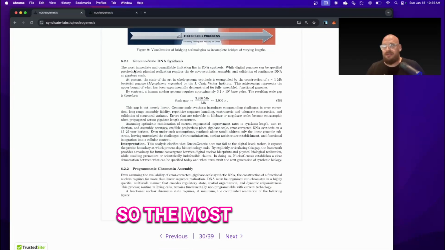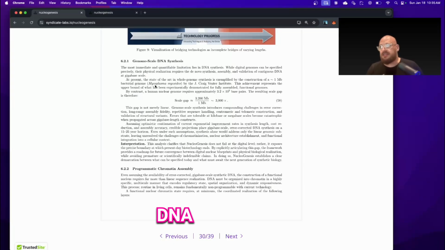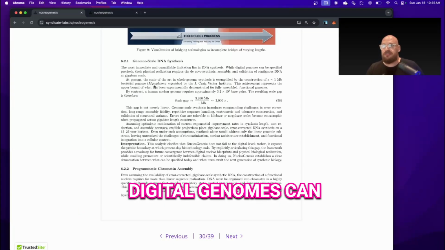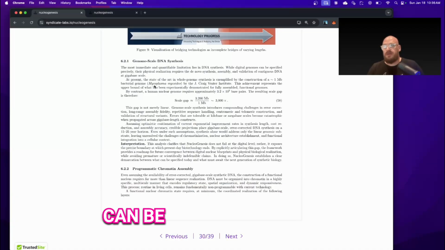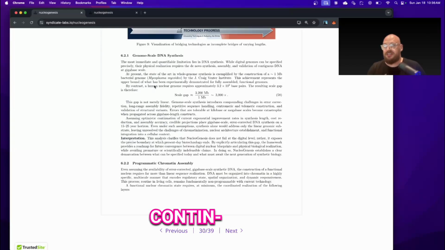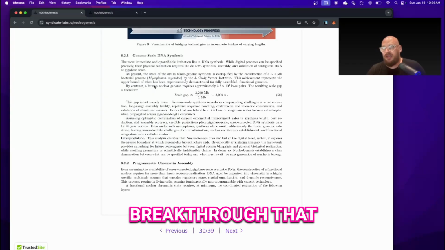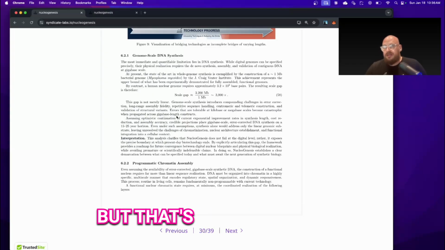So, genome-scale DNA synthesis: the most immediate and quantifiable limitation lies in DNA synthesis. While digital genomes can be specified precisely, the physical realization requires the de novo synthesis, assembly, and validation of contiguous DNA at the gigabase scale. So, get giga with it. At the present state of the art, whole genome sequence construction is just not mature enough. We haven't had a breakthrough that would allow us to do that, right? But that's the whole point.